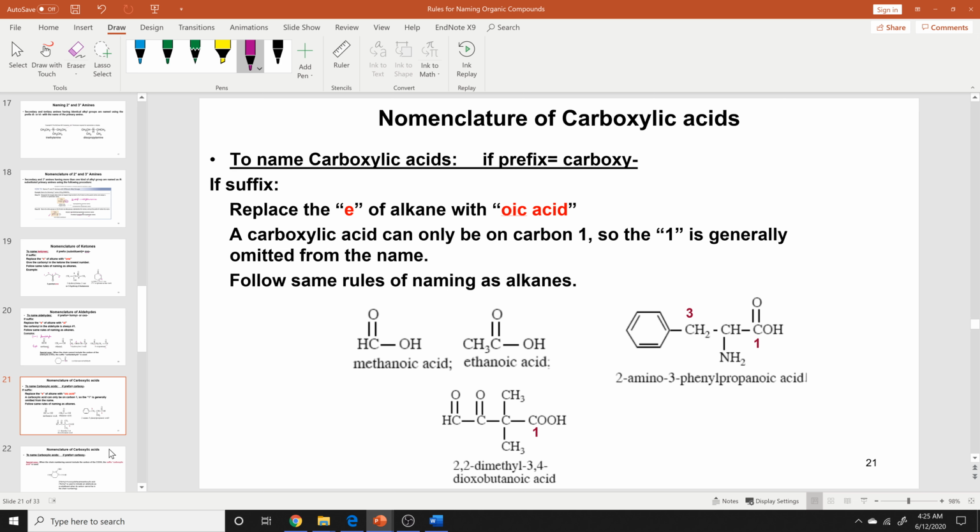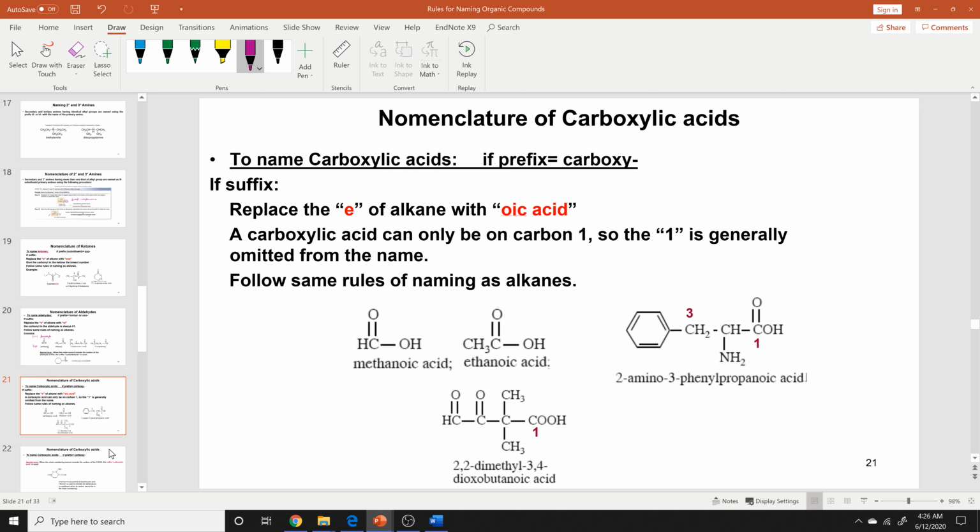You drop the E of the alkane and put oic acid. So this is ethanoic acid, methanoic acid. The carboxylic acid may have more substituents. This is a phenyl group. All of those are substituents. You just arrange them in alphabetical order. Remember that NH2 is named amino and the benzene is named the phenyl group.